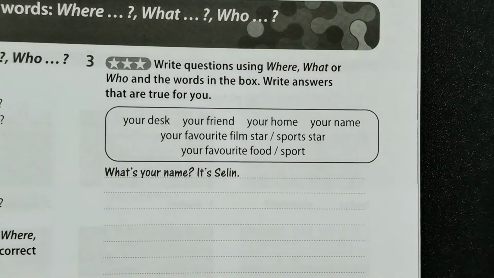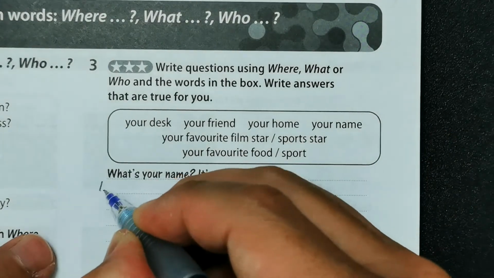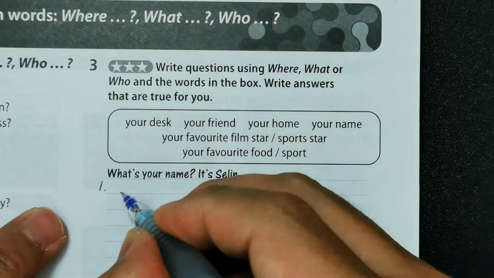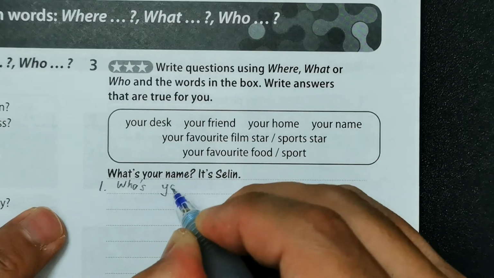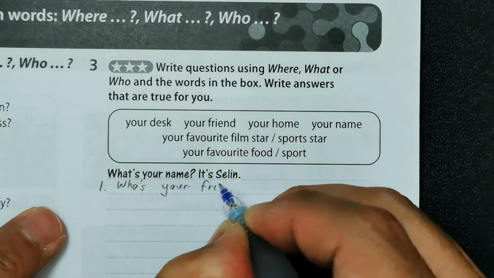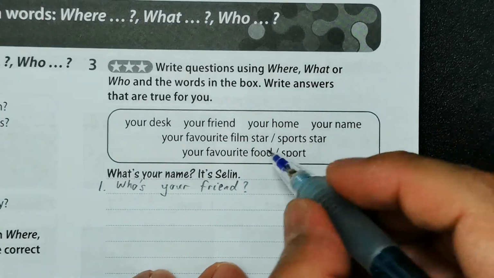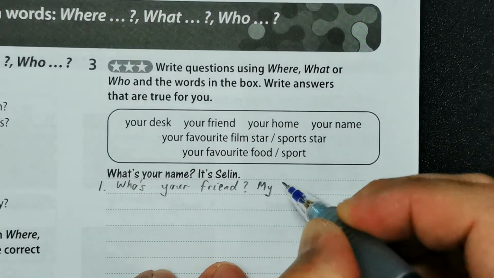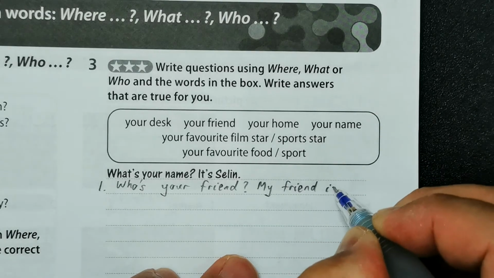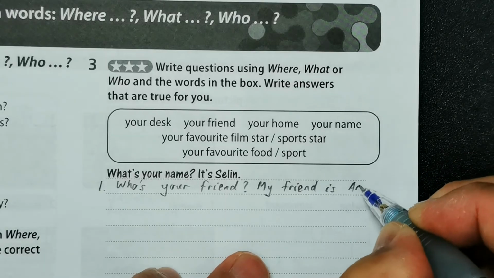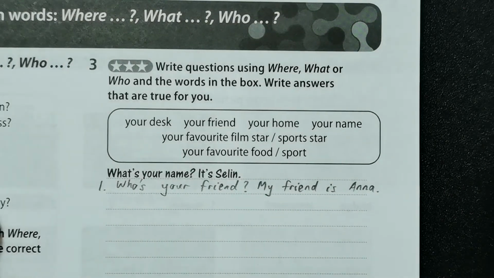So I picked some simple phrases. So maybe your friend. So you can say it for number 1. So who is your friend? Or who's your friend? And then you can say my friend is Anna, for example. So shorter question and answer.